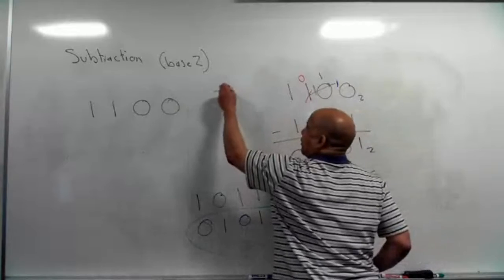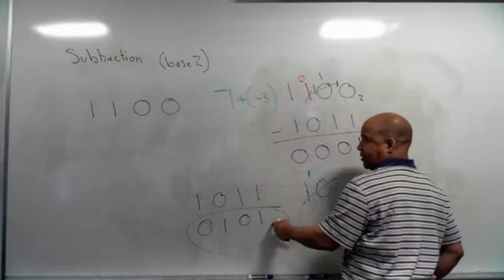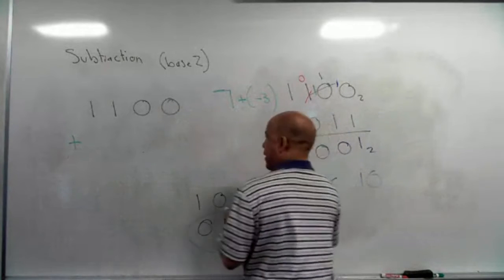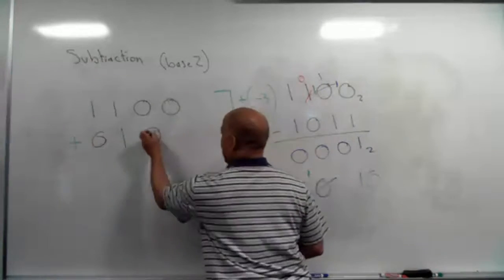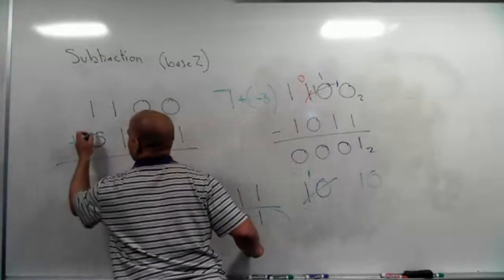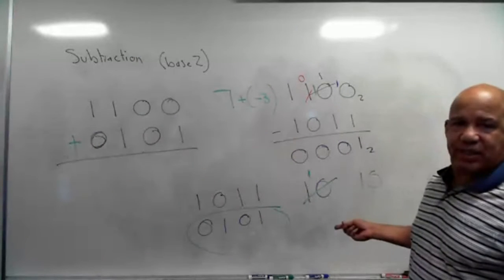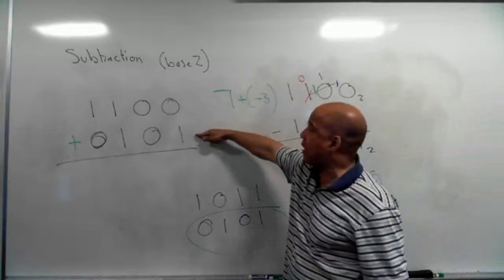So now I want to add the opposite. So I'm going to add this. I'm going to add the negative. So I'm going to add a 0, 1, 0, 1. So now it's a process of addition. The reason this works, I think it's easier, is because it's really easy to add in binary. So now just remember, that's the 2's complement, which is a negative number.